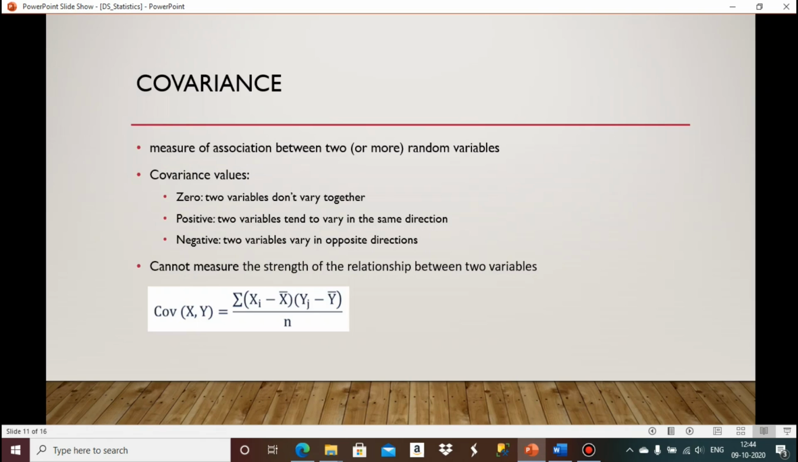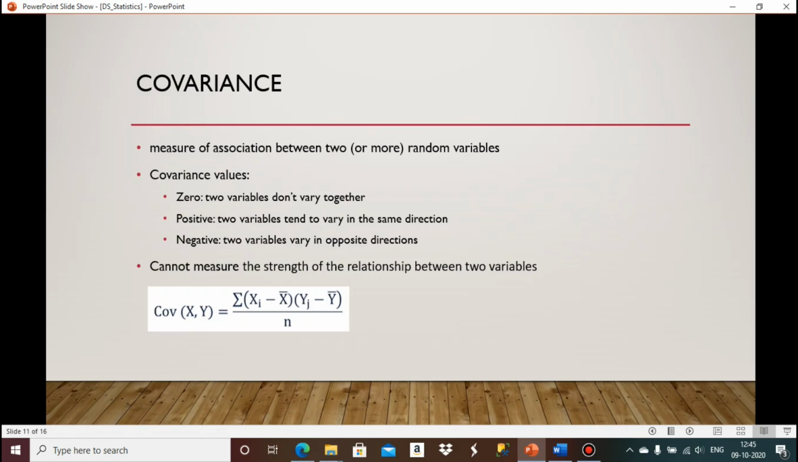Now we are moving to another concept which is called covariance. So what is covariance? It is the measure of association between two or more random variables. Here for simplicity we will take two variables and we are just trying to find the relationship between them, how they are related. That is covariance. There can be different possible covariance values.